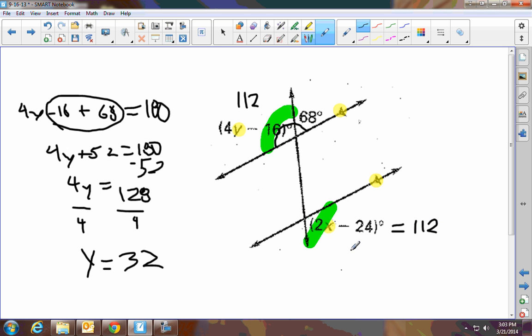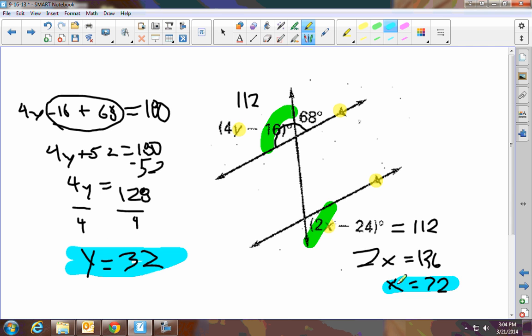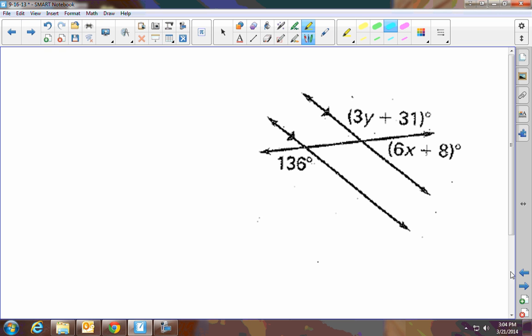And then we would add our 24, so we get 2x equals 136. So x has to equal 72. Now we've solved for y and for x, and it really wasn't even that hard. Let's look at another one here.